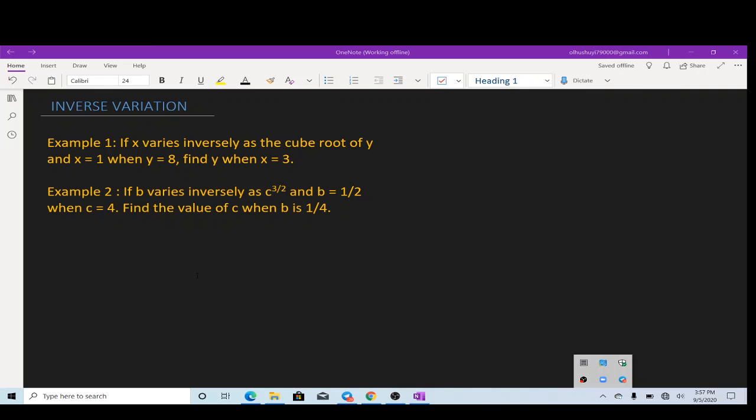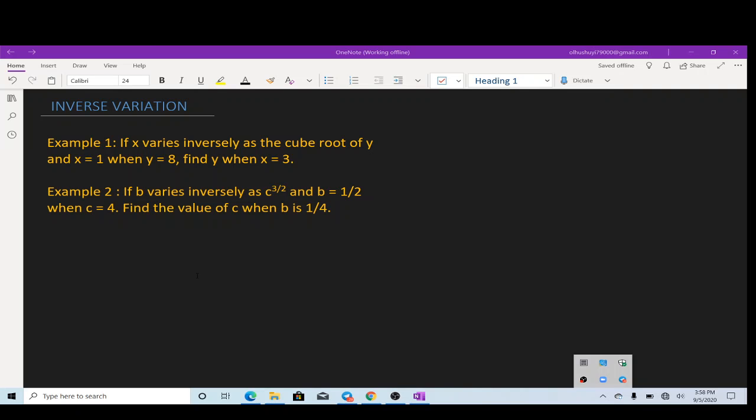I hope you're having a nice time and enjoying this mathematics series. So we get to work again today. We'll continue with variation. In the previous video, we spoke about direct variation, that is, direct relationship between two or more objects. But here, we'll be talking about inverse variation.